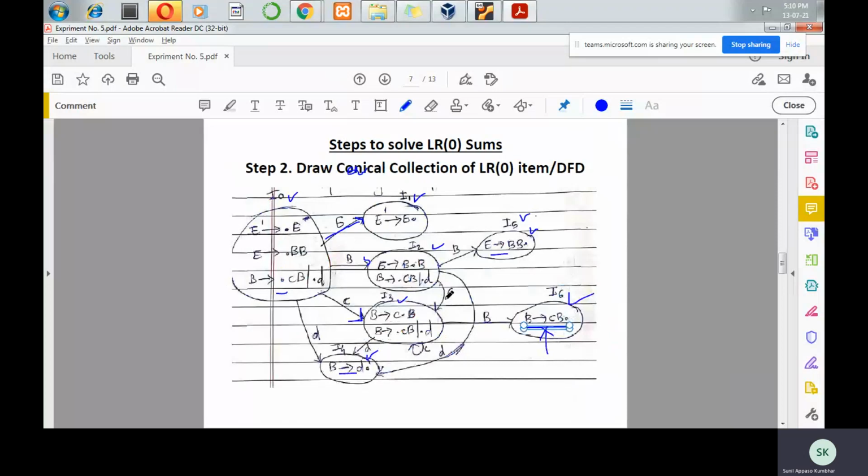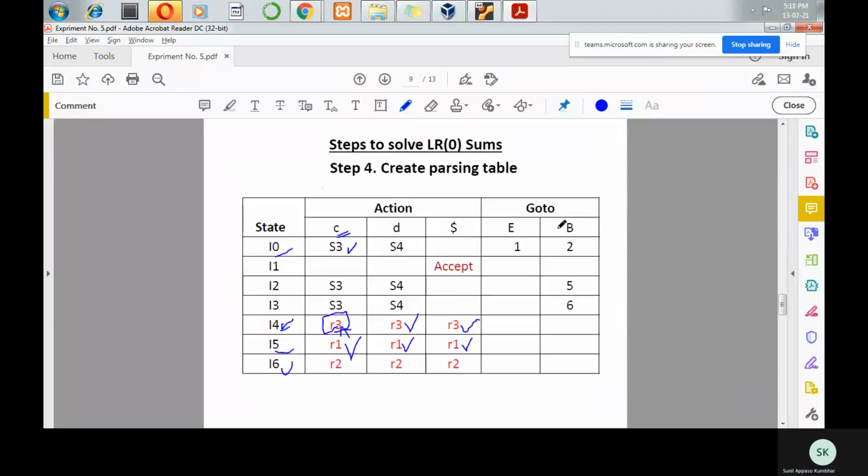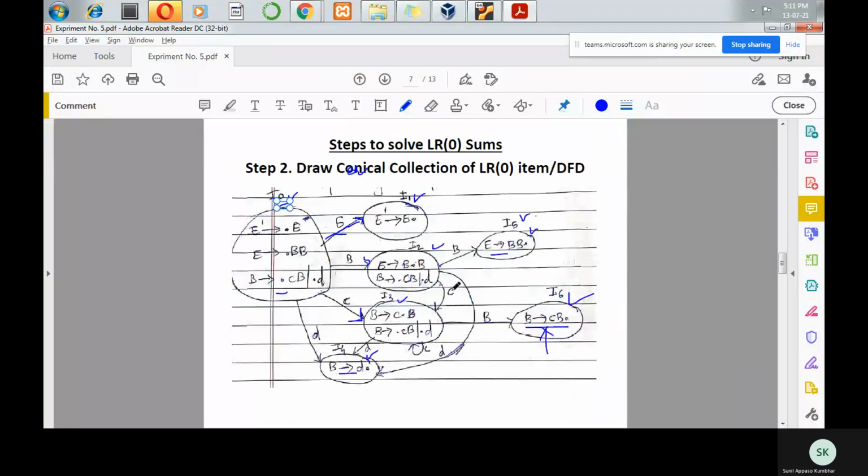Again, the same entries are filled for goto table. So with I0 and the non-terminal E, parser goes to the state 1. So I0 and E, it goes to the state 1. So only the state numbers are written in the respective cell.